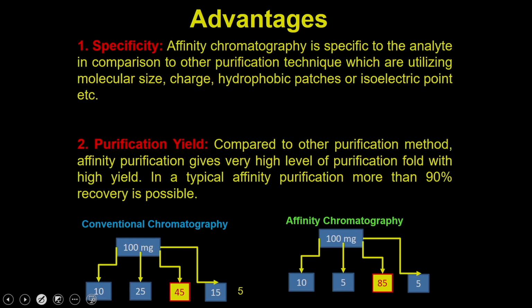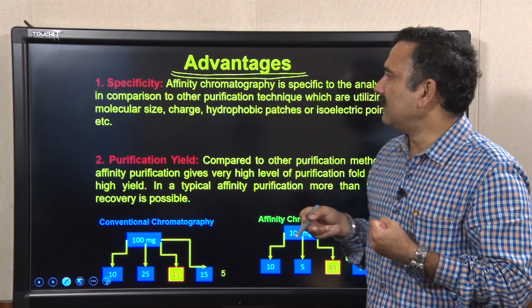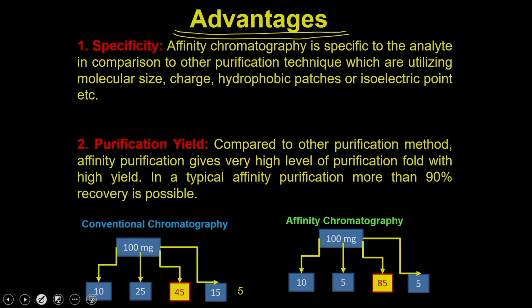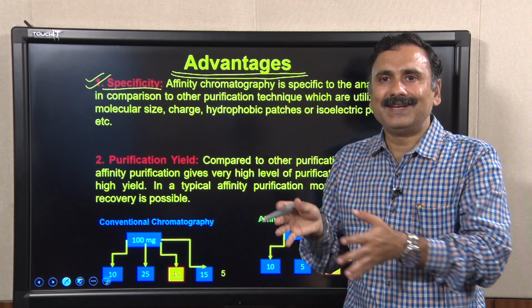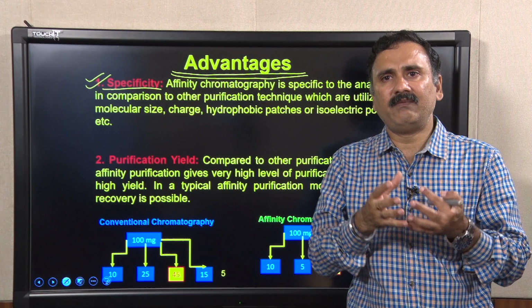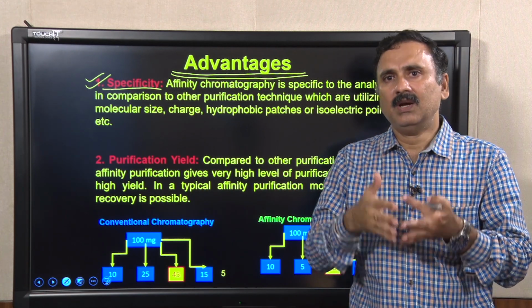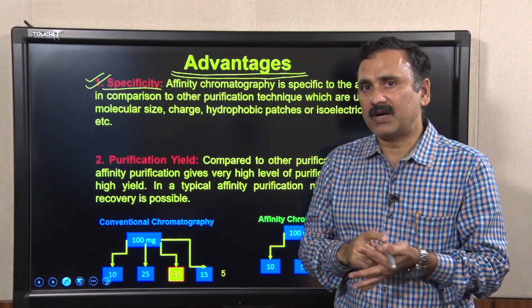Now, what is the advantage of affinity chromatography compared to the other conventional or traditional chromatography techniques? The major advantage is that affinity chromatography is very specific. As we discussed, the receptor is very specific for its particular ligand, so it actually provides the specificity. Even if you have a very crude mixture, you can purify it with the help of affinity chromatography.